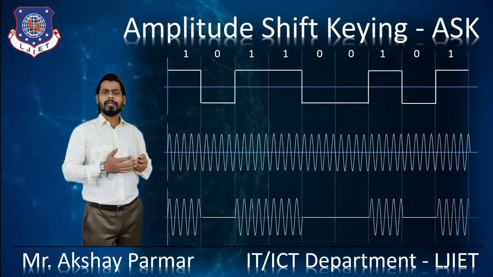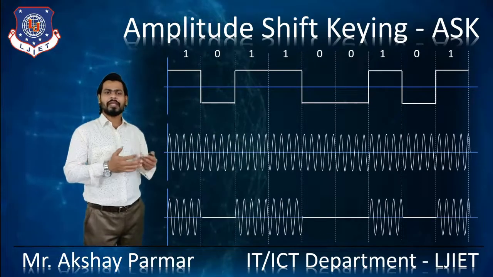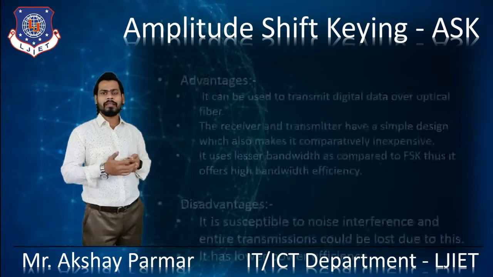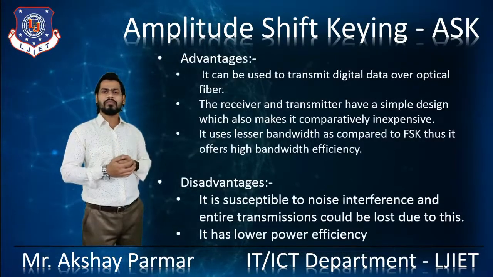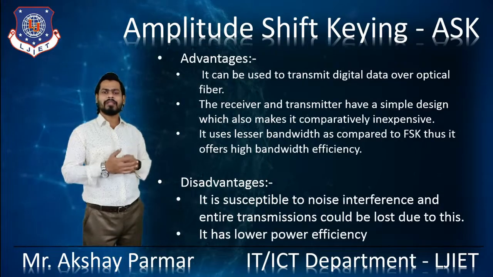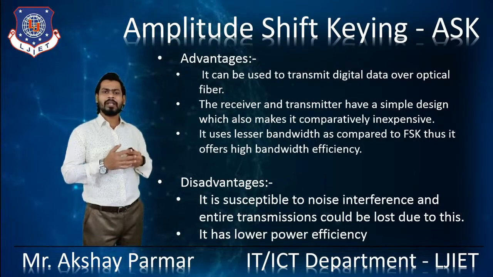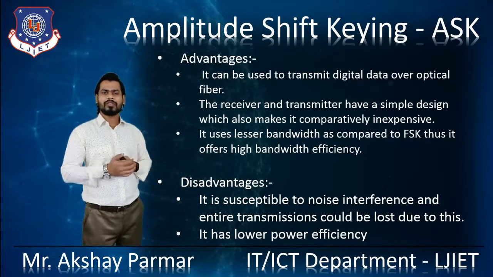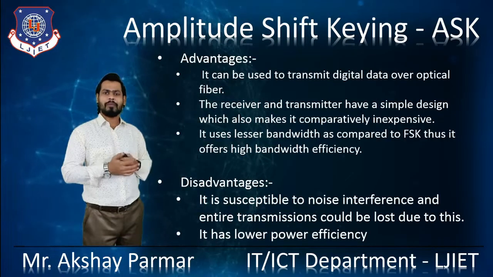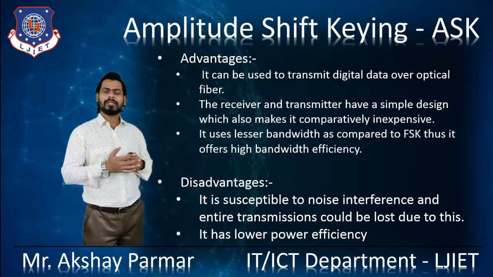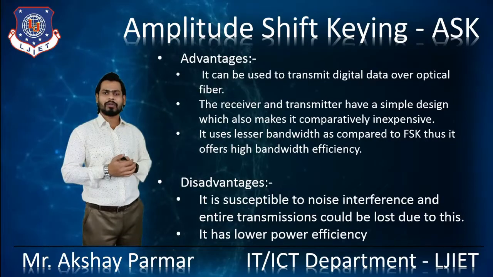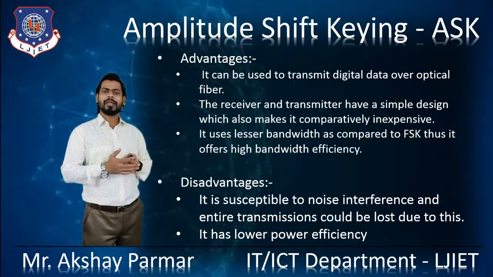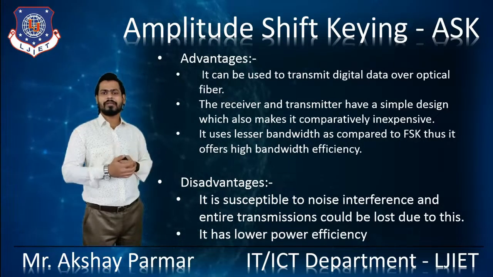So this is how we do the amplitude shift keying, ASK, method. There are some advantages and disadvantages also. An advantage of amplitude shift keying is that it can be used to transmit digital data over optical fiber. As you all know, this is the new generation of data communication, so ASK is used to transmit digital data over optical fiber also. The receiver and the transmitter have a simple design, which also makes it comparatively inexpensive.